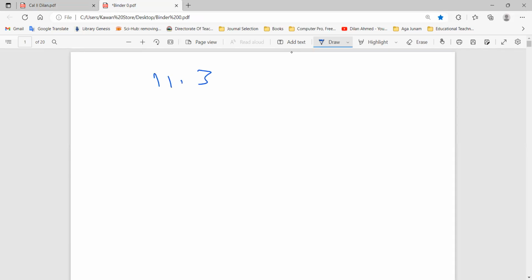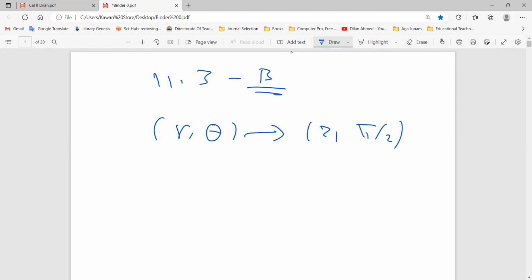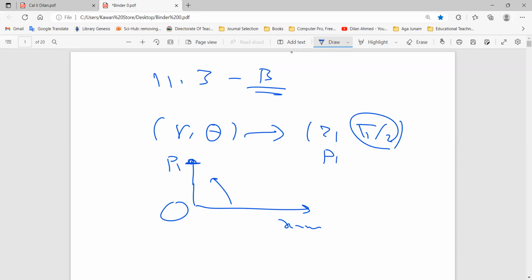In 11.3 part B today. In the previous lecture, we saw that if you have r and theta, like 2 and pi over 2, the first thing we think about is the angle, right? Because we have the origin and the x-ray. First of all, we think about pi over 2. Then we have 2 units. We say 1, 2 in that direction. So we get this point, which will be P1.